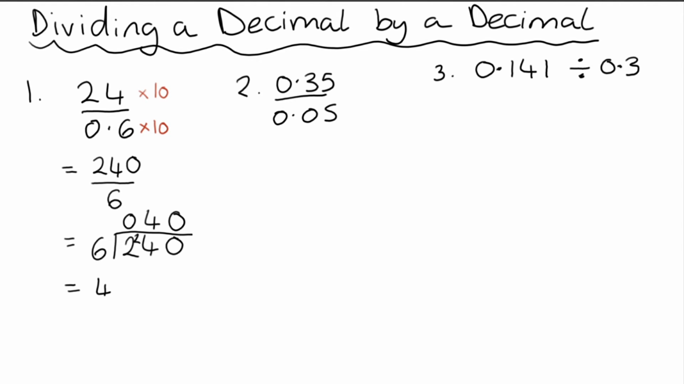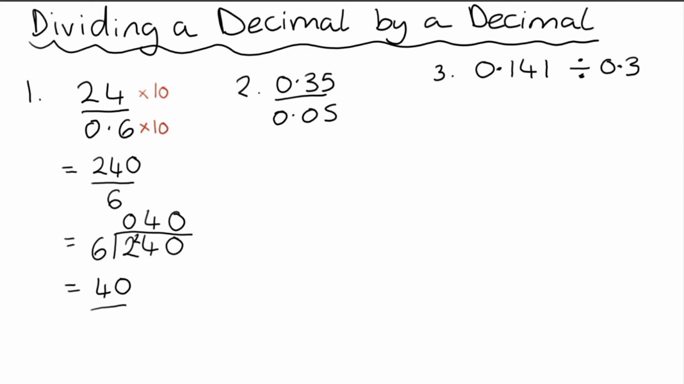Now some people think we multiplied by 10 at the start, so we now have to divide by 10. That is not true. We have not multiplied by 10. We've just made an equivalent fraction. 240 over 6 is exactly the same as 24 over 0.6. They are equivalent to each other. So we're done. That is our final answer.